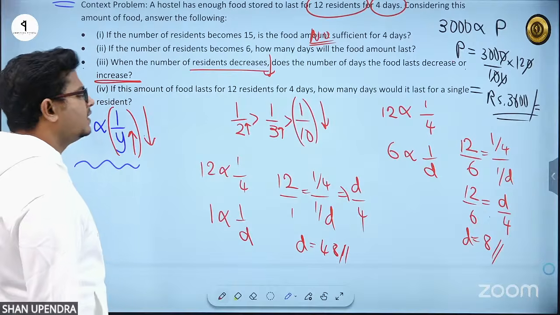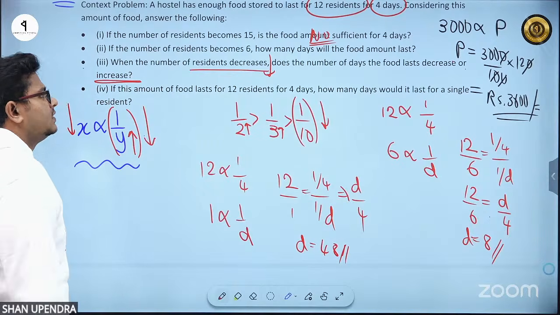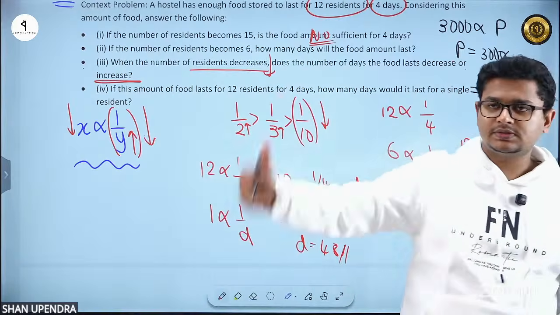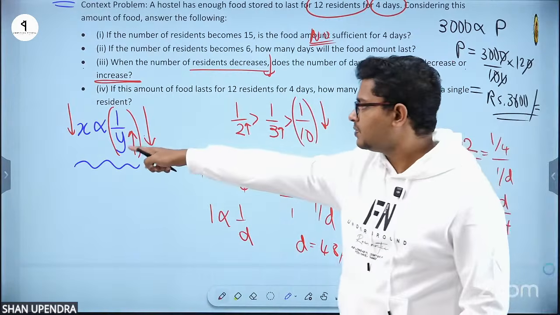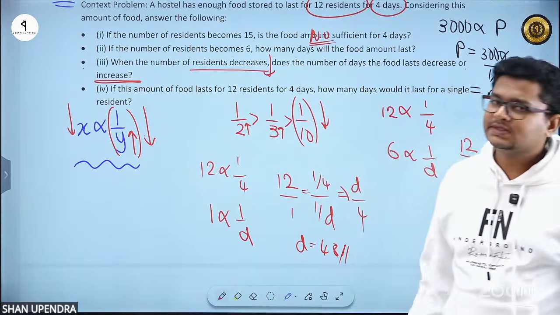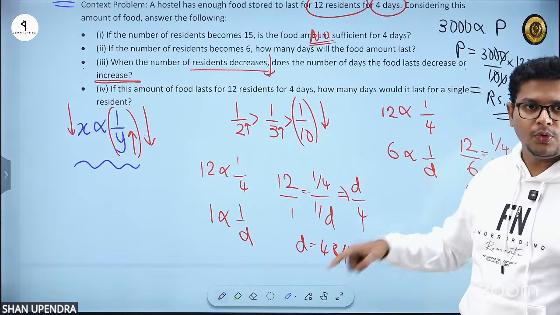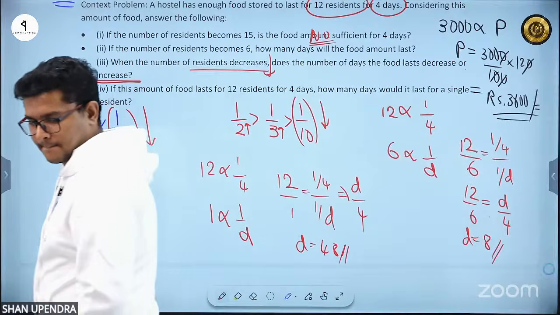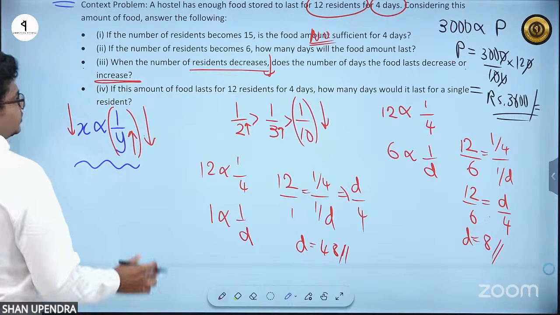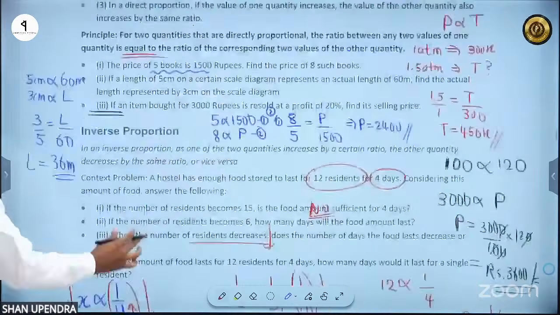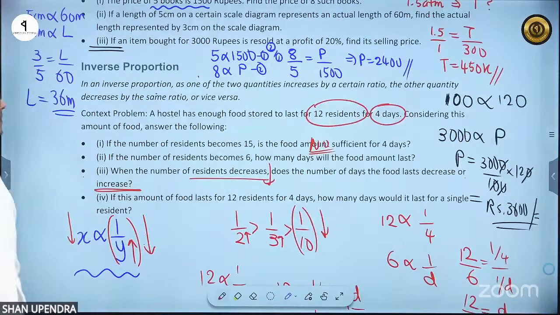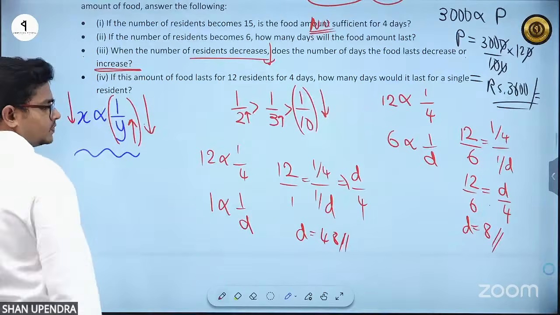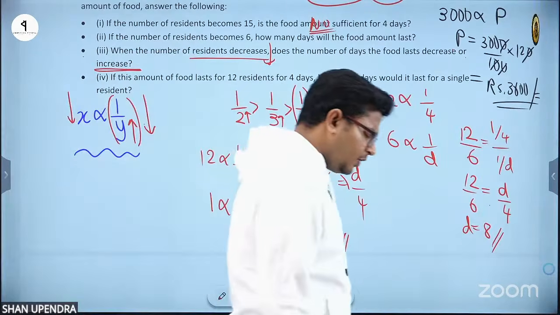Some IQ level questions. That one is known as inversely proportional, directly proportional. Inversely proportional we can represent in this way: x directly proportional to 1 over y, or x inversely proportional to y. Okay, good. So now we know what is directly proportional and what is inversely proportional. Now we can move to the next part.